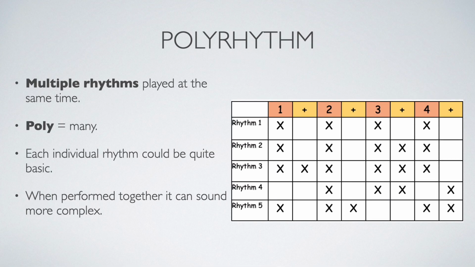So on the screen now, you will see a rhythm grid with 5 different rhythms. Let's have a listen to what this rhythm grid sounds like played all together. The audio we're about to hear will start with just 1 rhythm, then 2, then 3, and then so on, all the way up to 5 rhythms altogether.